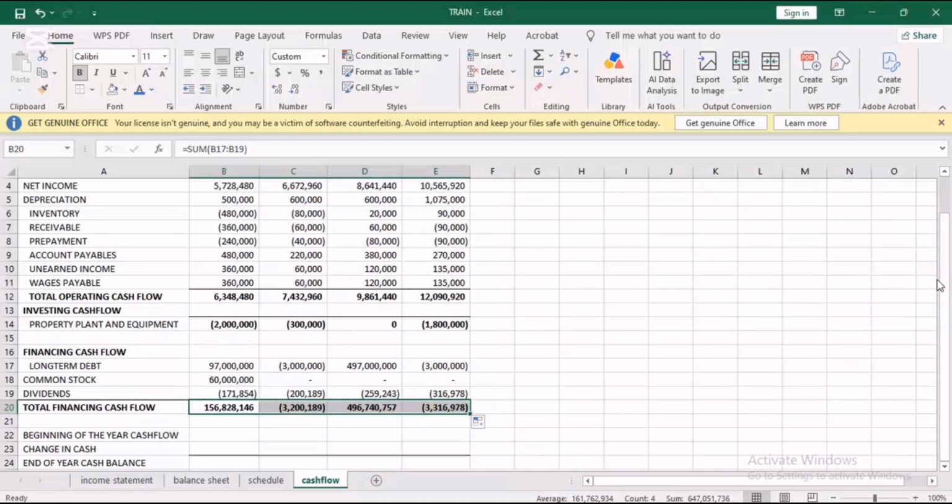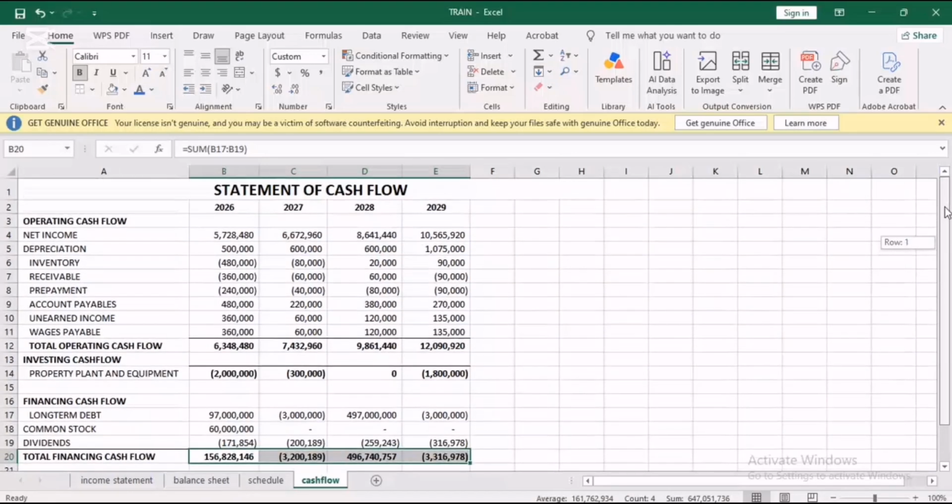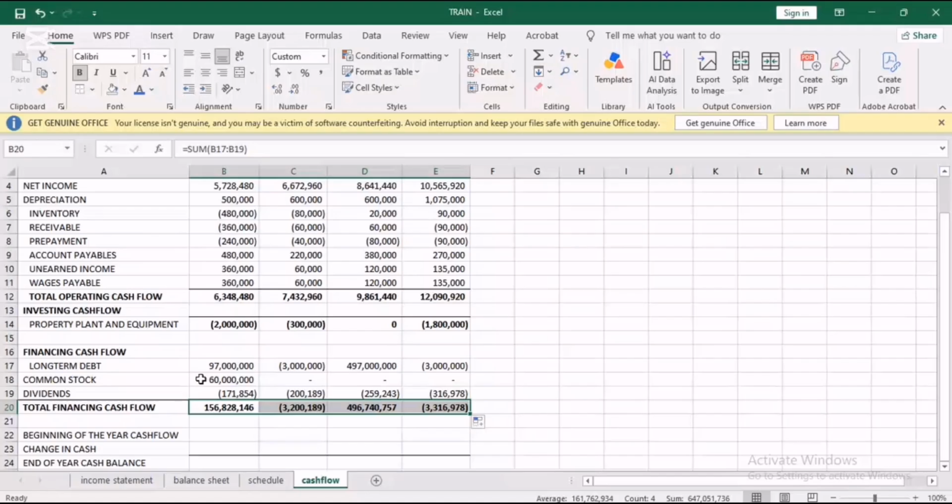Absolutely. So that's that. So what is remaining here? The beginning cash of the year. Like I said earlier, there was no beginning cash for the year because this is a startup. The forecast was from this year, 2026. So in the previous years, there was no activity. So how do I do this? I put 0 here, because nothing was in here. Then the change in cash, which is the activities this year. So how do I do that?